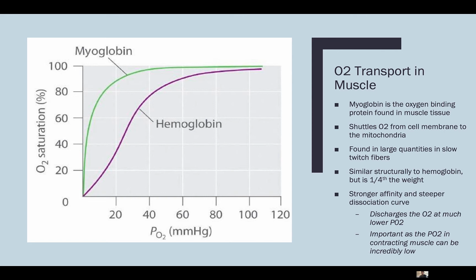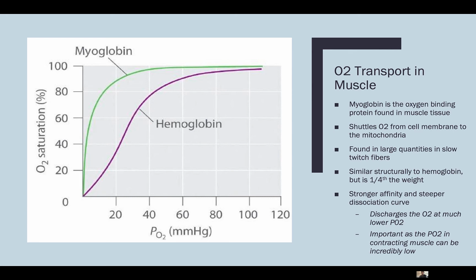So myoglobin is an oxygen-binding protein that's found inside of the muscle. Its goal is to move oxygen from a cell membrane into the mitochondria, which is where the oxidative phosphorylation is going to be occurring. It's similar to hemoglobin. It's less big, but it works in a very similar manner. However, it will actually favor holding on to oxygen longer than hemoglobin will, which means it will discharge its oxygen at a much lower O2 percentage. So it actually has a different curve shape.